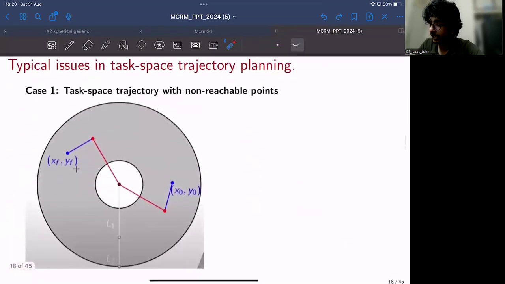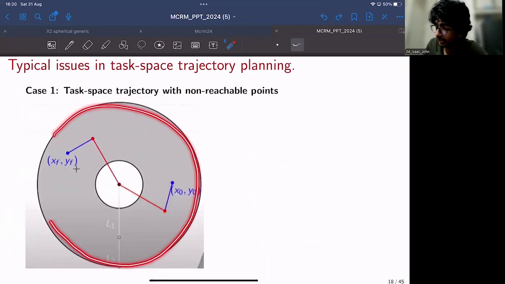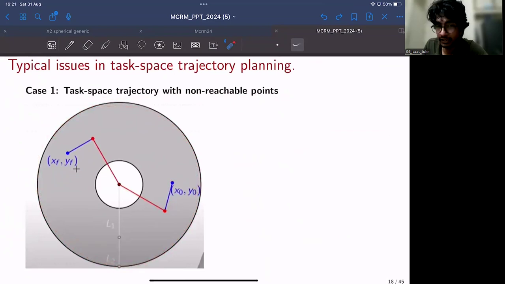So there are a few issues in case of planning in task space. One such issue is a task space trajectory with non-reachable points. If this is a 2R manipulator, this disk is representing its workspace. This 2R manipulator can only reach points within this disk. It cannot reach this point, it cannot reach this point. It can only reach points within this disk.